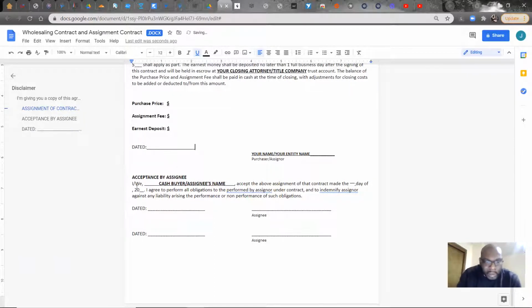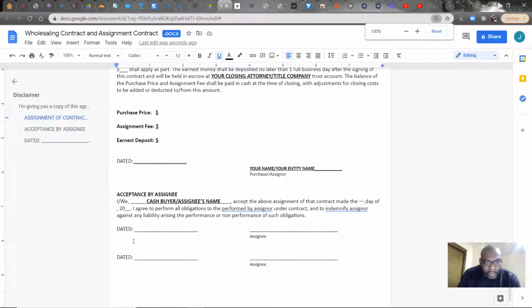All right. Acceptance by assignee. We, cash buyer's name, accept the above assignment of the contract made the whatever day of 2021. I agree to perform all obligations to the assignor under the contract and to indemnify assignor against any liability arising in the performance or non-performance of such obligations.